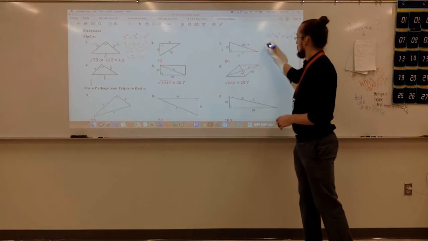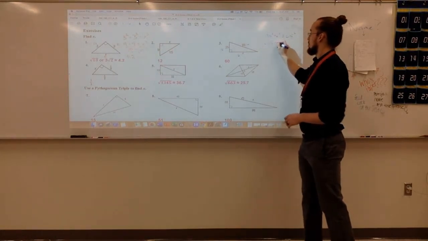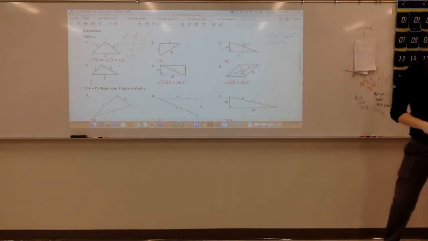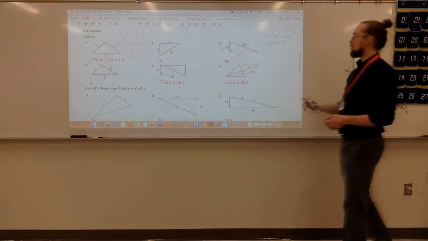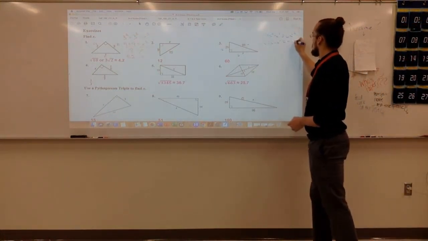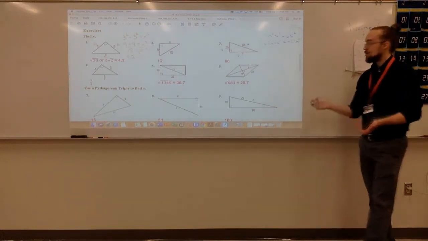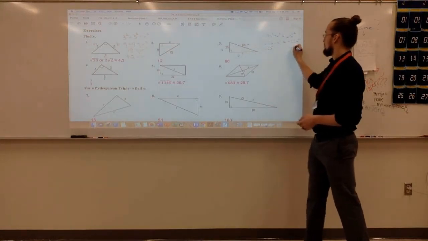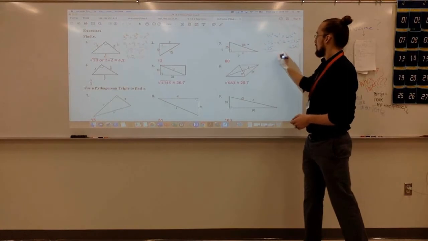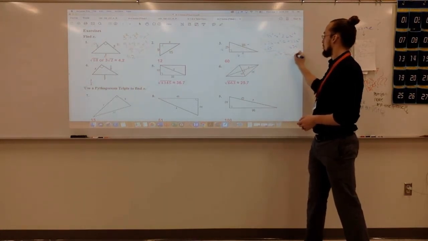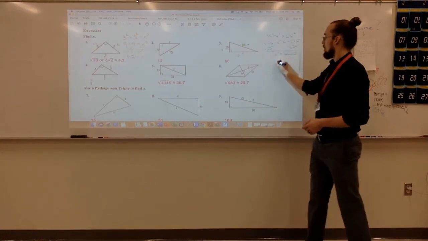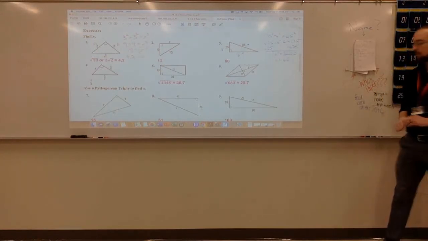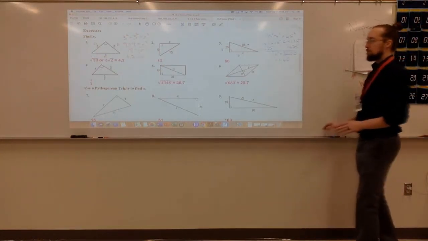So we get 625 plus X squared equals 65 squared, which is 4,225. Subtract 625 from both sides. We get X squared equals 3,600. Take the square root, and that is a perfect square. We'll get exactly 60. Other questions?